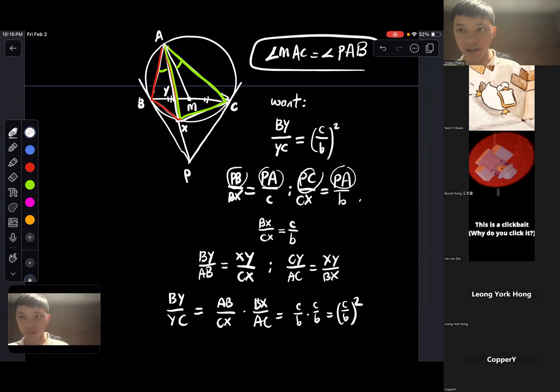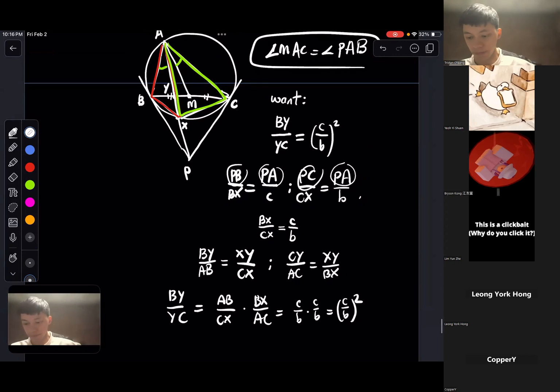So you can bash the ratios out, because there are a lot of similar triangles here. Of course, once you do this, you can simplify it to one equation if you want. But to get information from the diagram, you just try as many ratios as you can and try to simplify them. Okay.